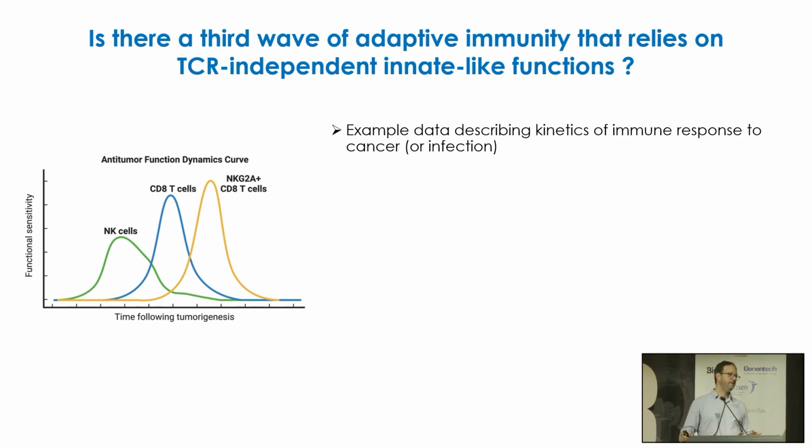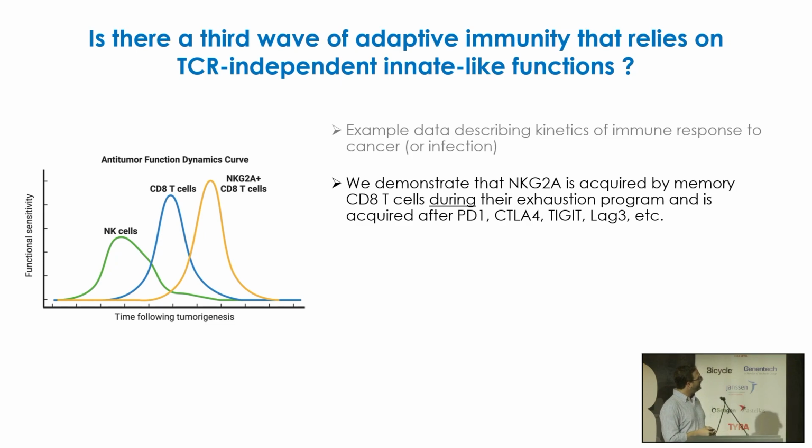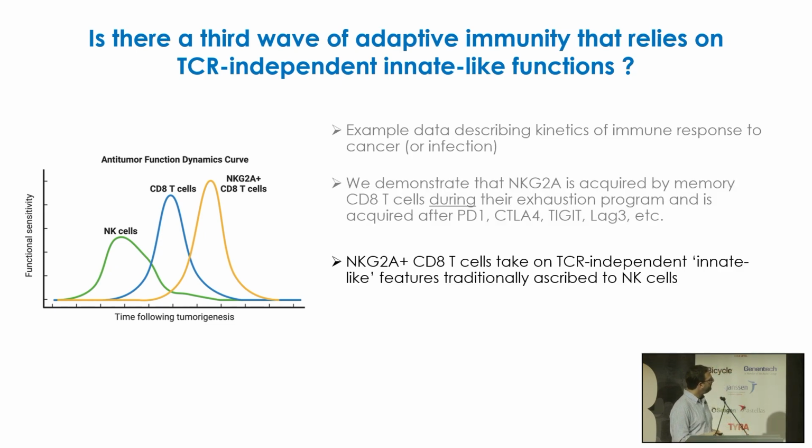You only ever see it in settings of chronic activation and sustained prolonged activation. And these cells are not terminally mature. So they've still got function, it's just not through TCR-dependent mechanisms. So we demonstrate that NKG2A is acquired by these cells during this program. We demonstrate that it allows them to take on TCR-independent innate-like features.